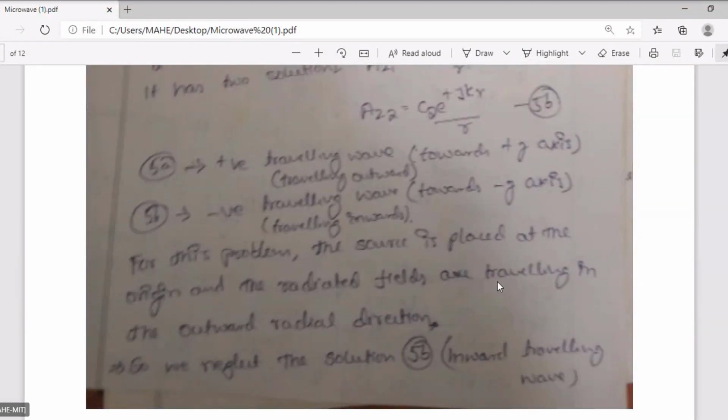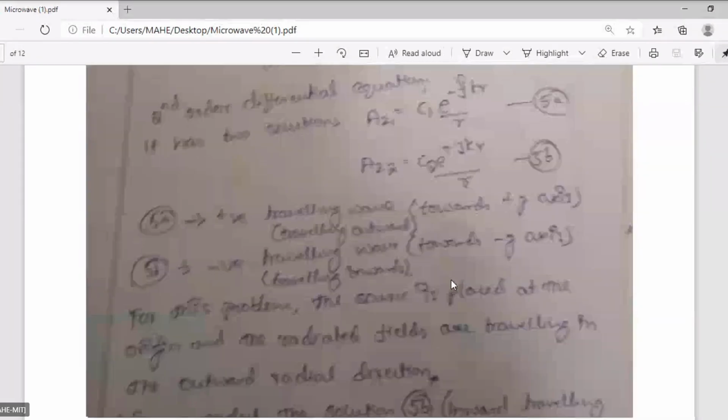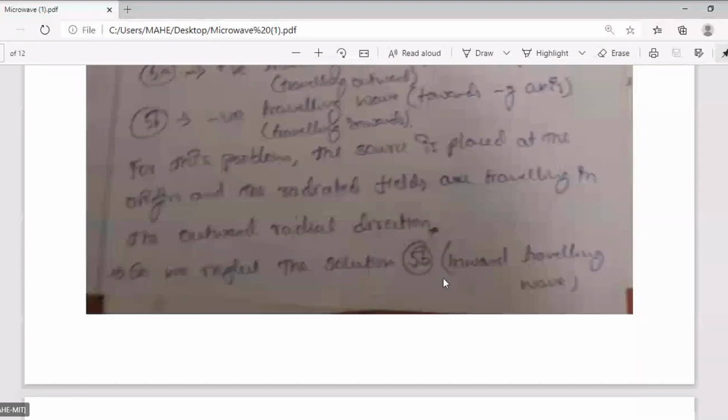Okay, so we will go to page number 10. Have you understood page number 9? So we have to find C1. What is C1? Okay. So have you understood this page number 9? Yes, sir. Okay, we'll go to page number 10.